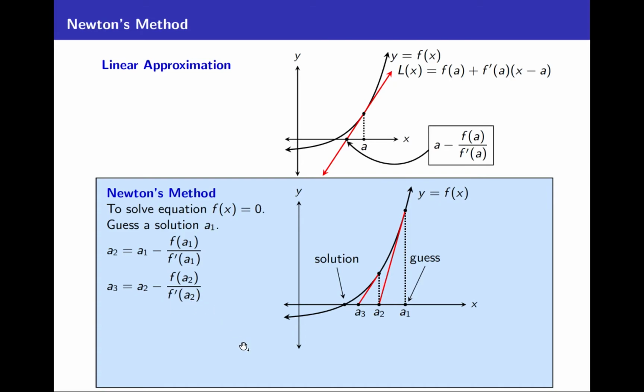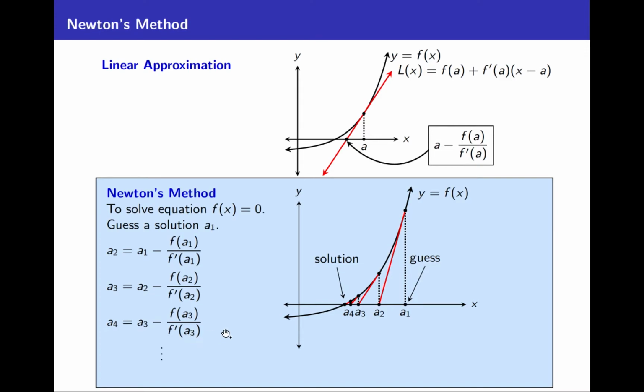And then you keep going. You next have an a sub 4 right there. You take the linear approximation at a sub 3, and there's an a sub 4, and you would get that a sub 4 by plugging a sub 3 into the equation for the x-intercept of that linear approximation. So a sub 4 is going to be a sub 3 minus f of a sub 3 over f prime of a sub 3.